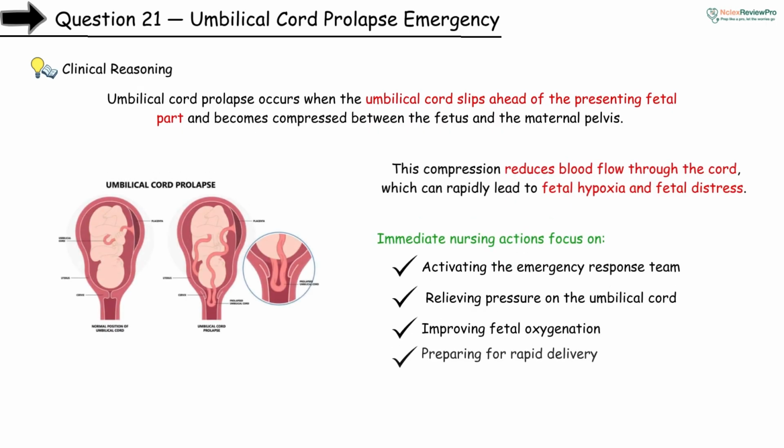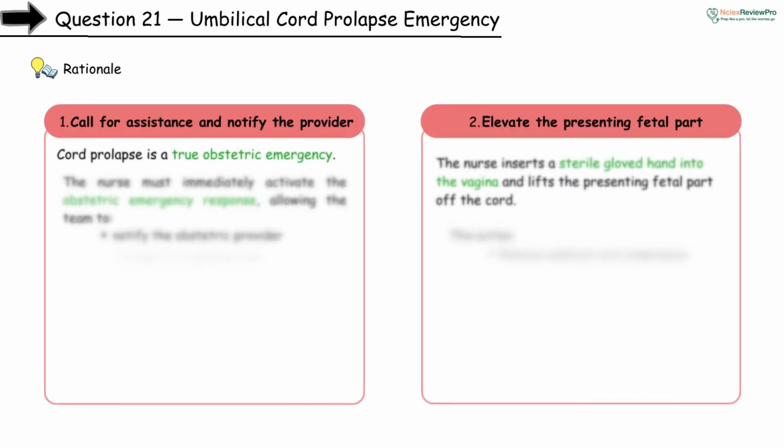Now let's break down the clinical reasoning. Umbilical cord prolapse occurs when the cord slips ahead of the presenting fetal part and becomes compressed between the fetus and the maternal pelvis. This leads to decreased blood flow through the cord, which rapidly causes fetal hypoxia and fetal distress. So your priorities are very clear. Activate the emergency team, relieve cord compression, improve oxygenation, prepare for rapid delivery. Let's go step by step.